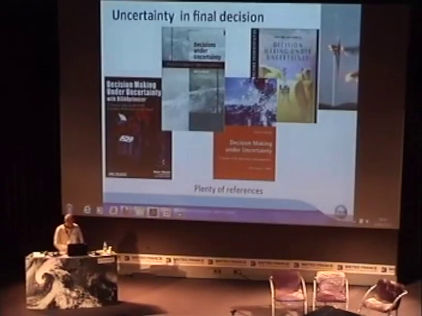And this is just to mention, I'm not recommending any of these books, because I don't know any of them, but I just grabbed them off Amazon, and if you do a search, you come up with hundreds of books on making decisions under uncertainty. So it's certainly something that people look into and write about. If you want to learn more, just go on to Amazon or any other place.